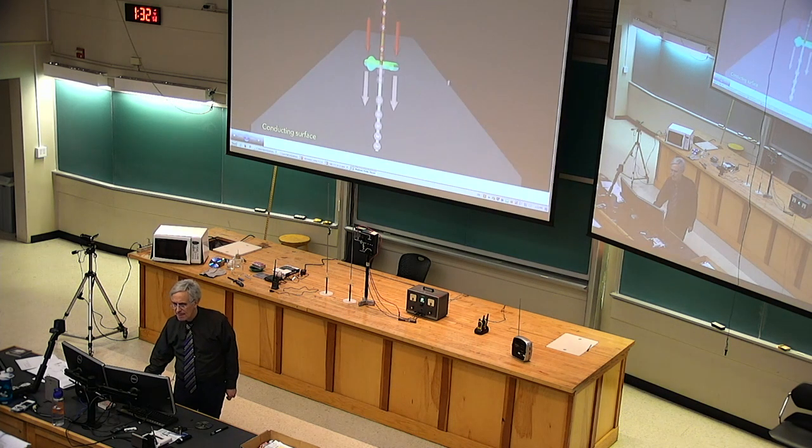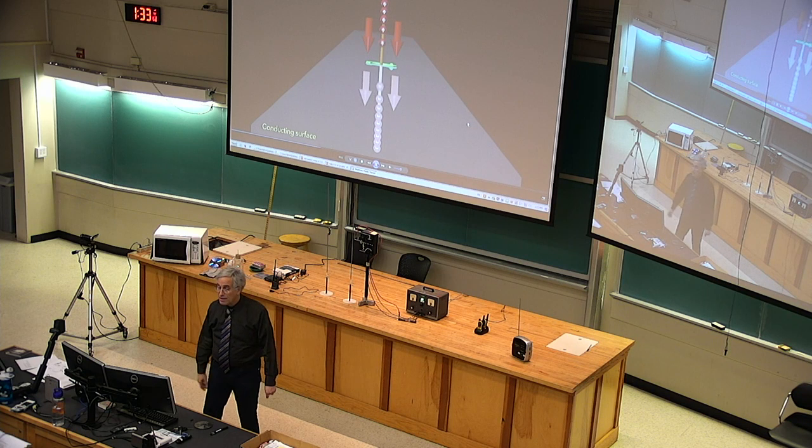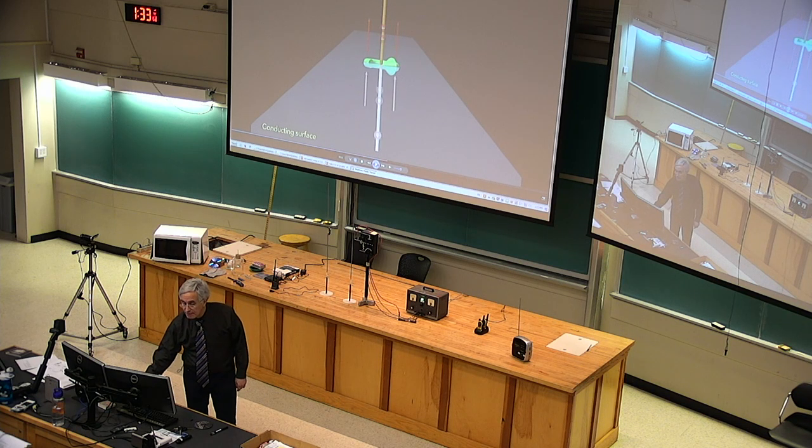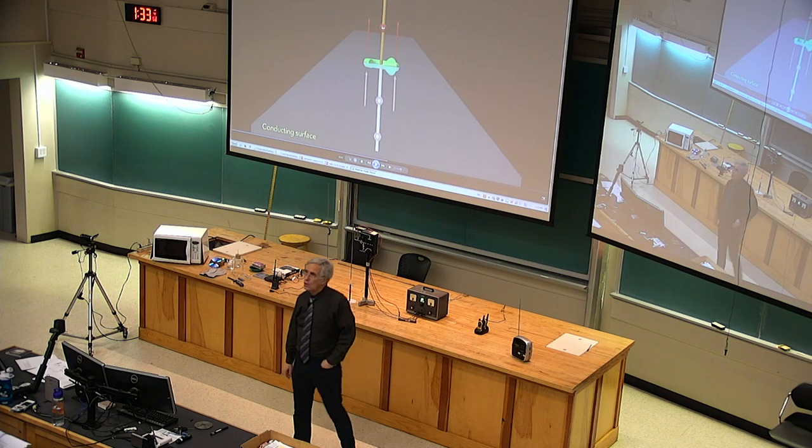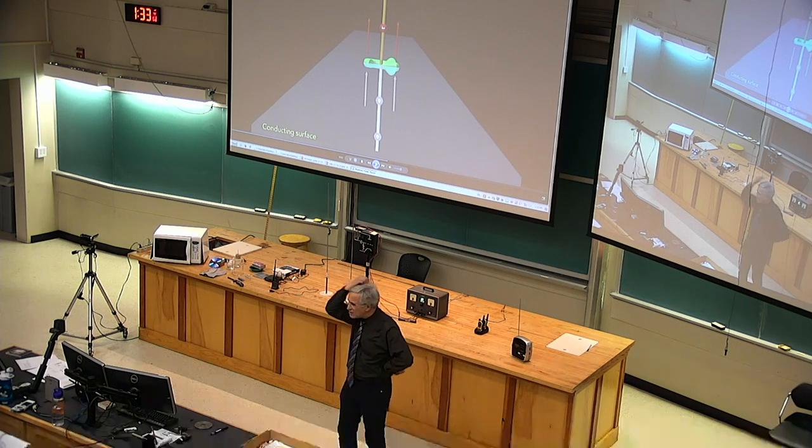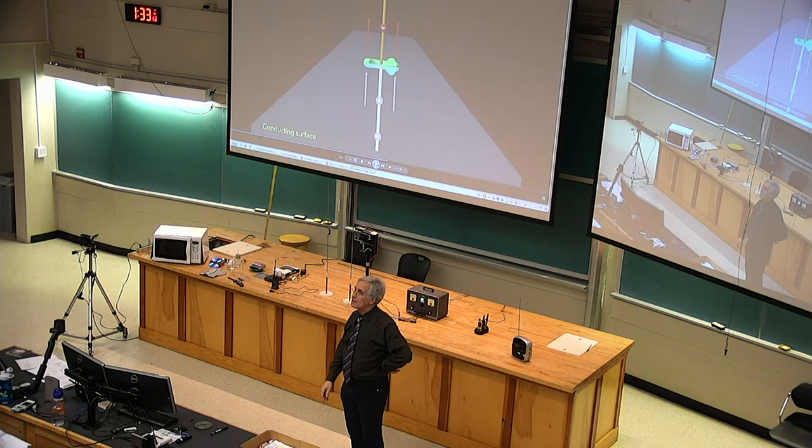What is this? Let me just stop it for a minute. This is what's called a quarter wavelength antenna. It's only half as long, but it is above a conducting surface. And that conducting surface, like metal, acts as a mirror.